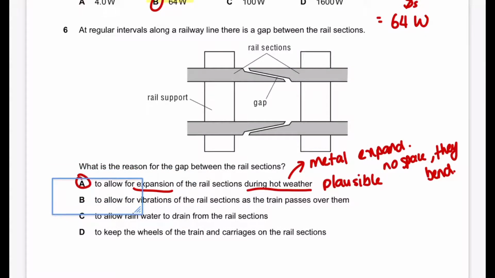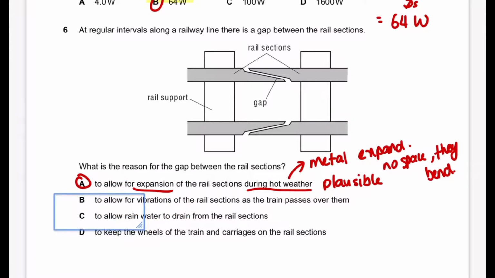Option B. To allow vibrations of the rail section as the train passes over them. This is not really the reason behind the gap in the rail section. Vibrations, not really so. I won't go into detail on this option, sorry.